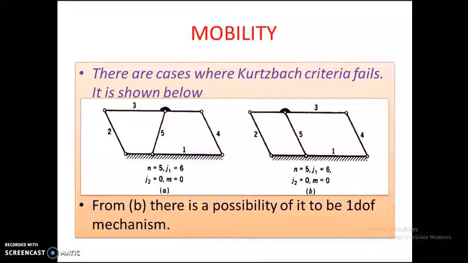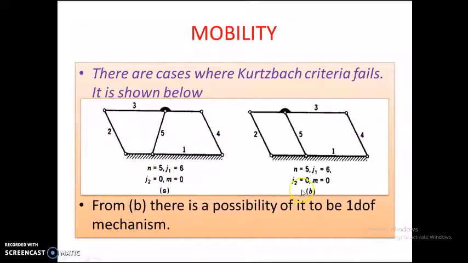There are cases where this criterion fails. Two of the figures, A and B, indicate that the mobility criterion fails in these cases. In the first case, A, the link 5 is an intermediate link and the mobility obtained will be equal to 0 in this case. It is n equal to 5 and j1 equal to 6.